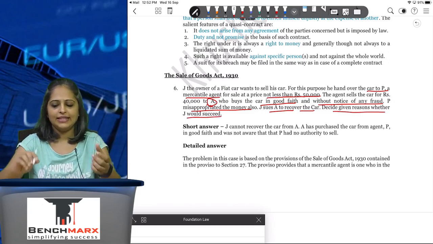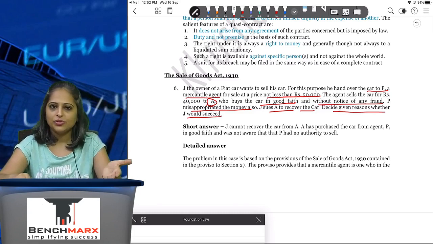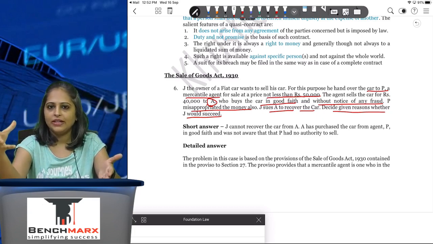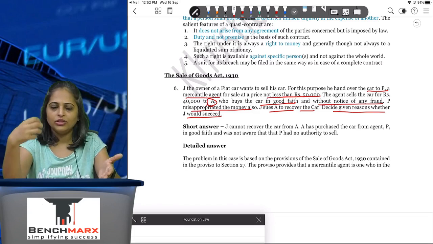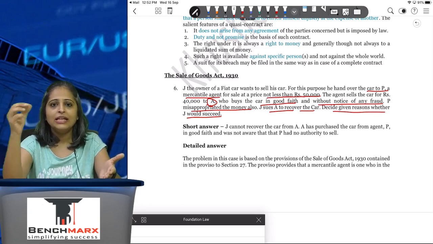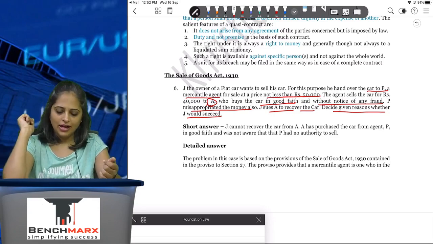So the Sale of Goods Act says that if you have given your product to the mercantile agent and he's supposed to sell the goods, if he's selling the goods to the third party and if the third party is buying it in good faith, he does not know that there's a fraud involved, he does not know that the owner, the principal, has asked to sell the goods at a particular price. So he's buying it in good faith, and now in this case A is not supposed to return the car to J because he's bought it in good faith, he's got it from the agent. The agent has acted without authority. So A is not supposed to give back the car to J.